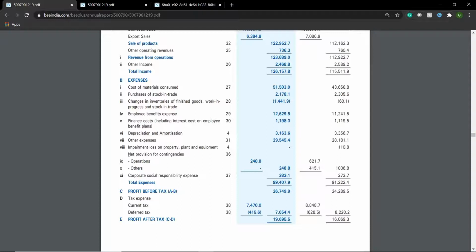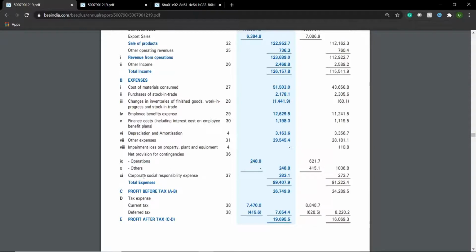Then comes net provision for contingencies. So what does this mean? Actually the company saves some amount of cash if something happens in the future, which is totally unexpected for the company. It saves some cash for it. So it's divided into two parts, basically operations and others. That's how they divide it, and that's pretty much it.